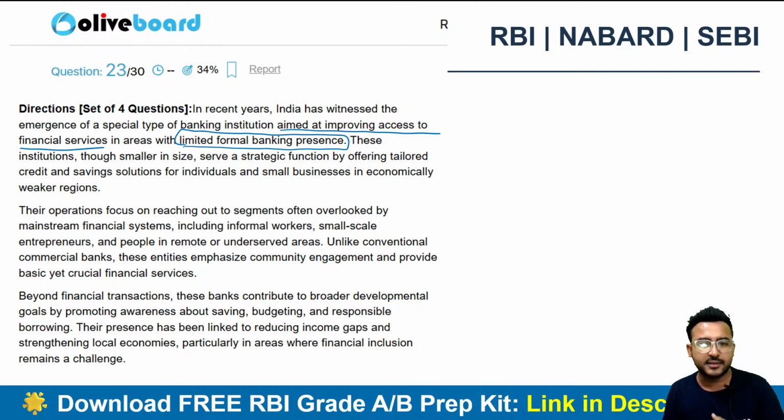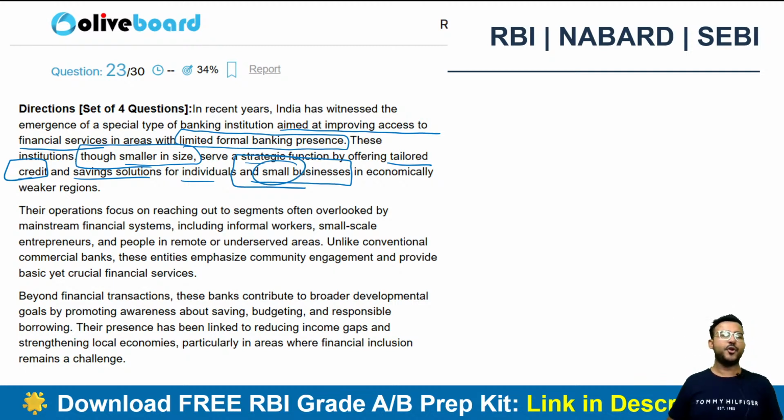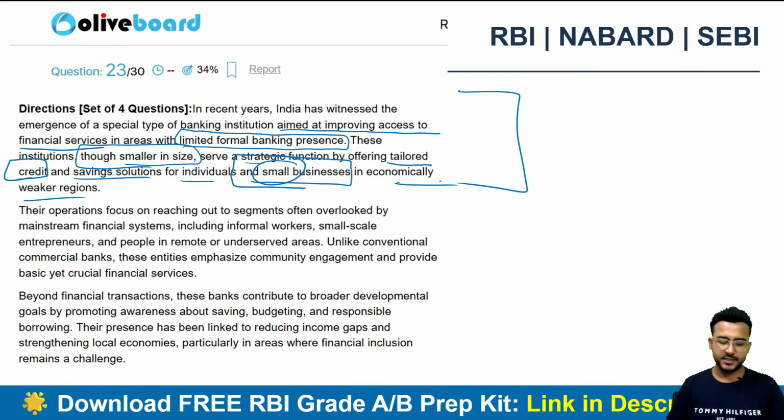So in the para we can see that the aim is improving the access to financial services where limited formal banking presence is there. These institutions, though smaller in size, serve a strategic function by offering tailored credit, again the tailored credit keyword, and saving solutions for individuals and small businesses, the biggest keyword, in the economically weaker regions. Now you can easily judge the first question by this particular para. Let's complete the para first and then we'll move to the questions.